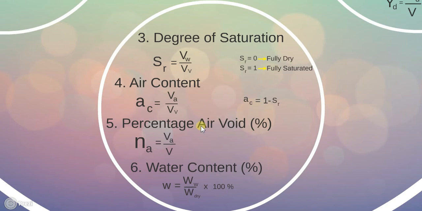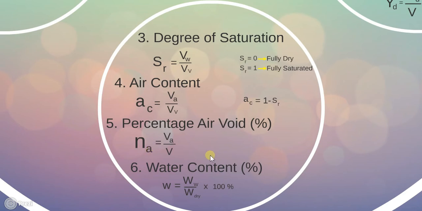Let us go to the next definition, percentage air void. It is defined as the ratio of the volume of air to the total volume. The name itself shows it is in percentage, and it is denoted by small n with suffix small a.